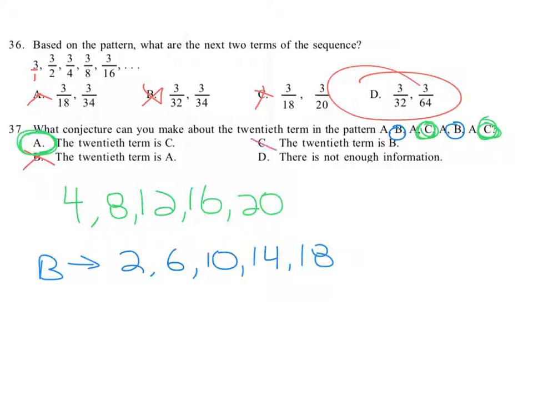And of course, we do have enough information. It's not some crazy scattered pattern. It's a very predictable pattern. And so we have plenty of information to come up with the answer for that one. So cross that one out, and we've got 36 is going to be D, and 37 is going to be A.